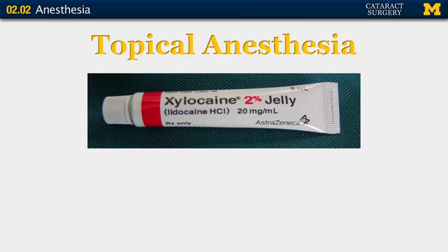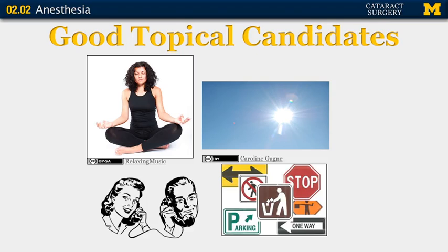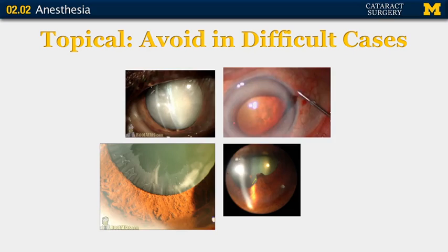The most common form of anesthetic that is used now is topical anesthesia. Patients who are good topical candidates include those who are relaxed and don't have high anxiety, patients who can tolerate bright lights, those that can hear and communicate well and also follow directions. Especially as a beginning surgeon, you may want to avoid using topical anesthesia in cases that you anticipate to be difficult. For example, patients with a white mature cataract, those with IFIS who could have the potential for iris prolapse, those with pseudoexfoliation, or posterior synechia.